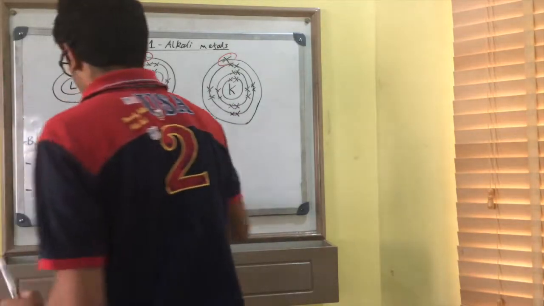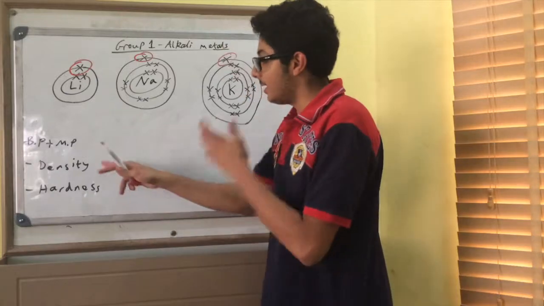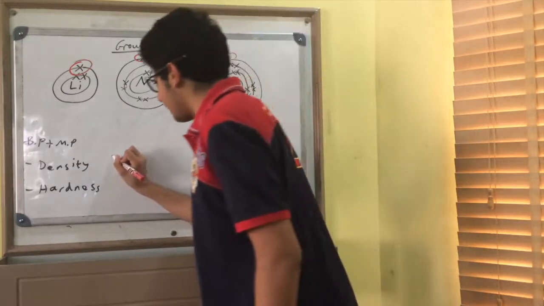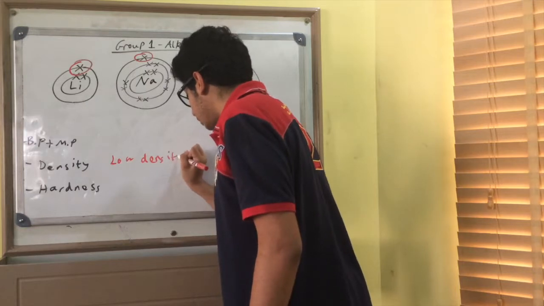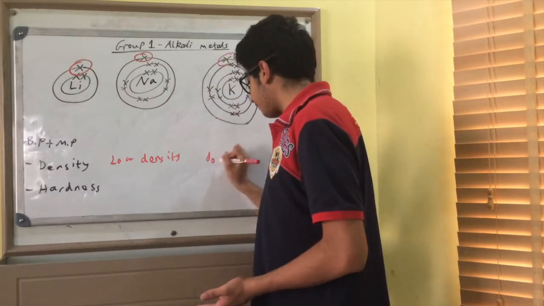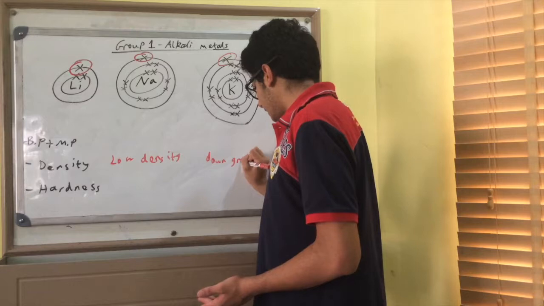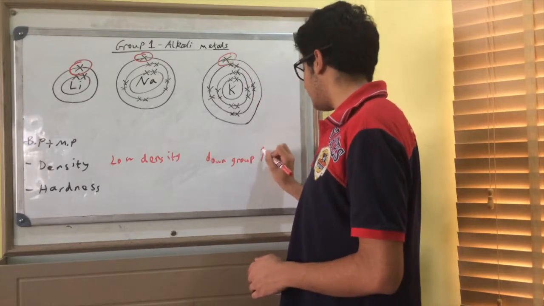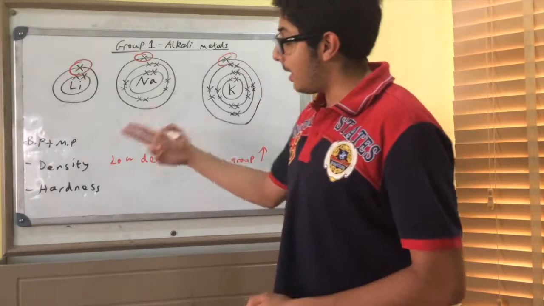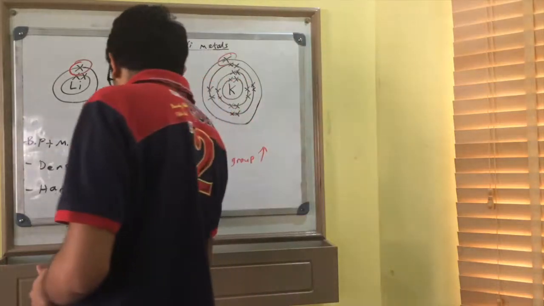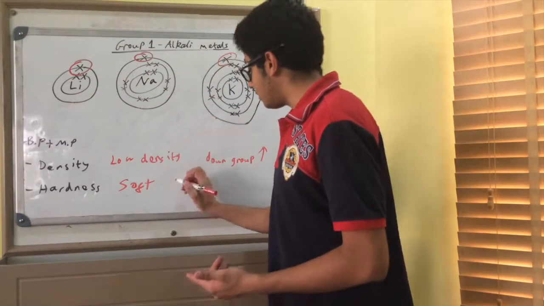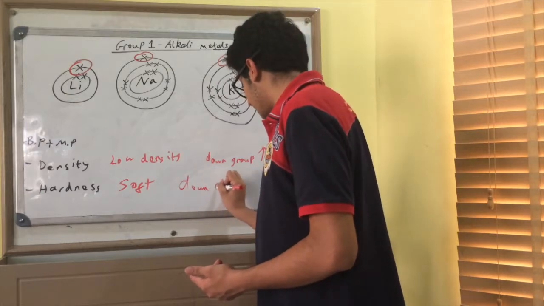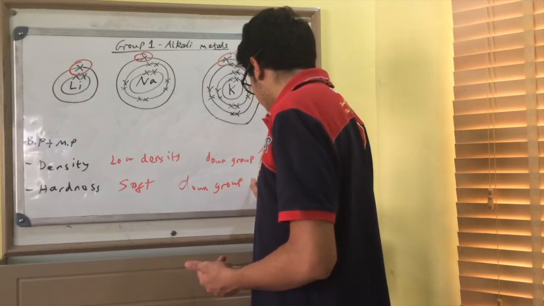Let's talk about their density and hardness. I just talked about that right now. The group 1 metals have low density, but as you go down the group, the density actually increases. Hardness, they're all very soft. They're soft metals. And as you go down the group, they actually become softer.